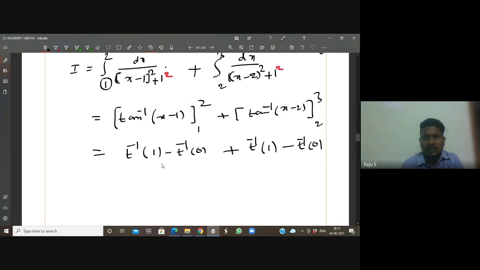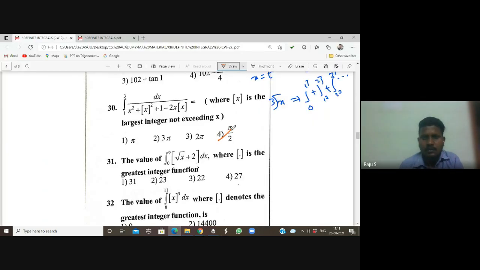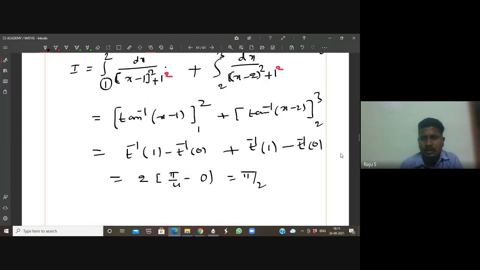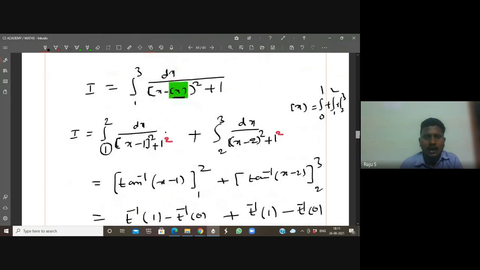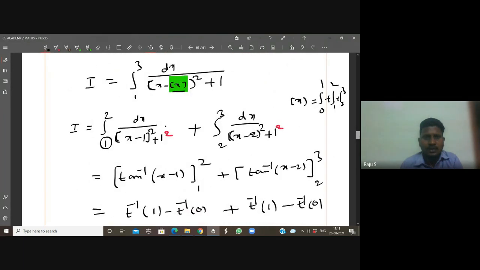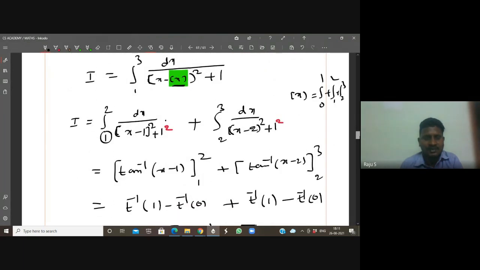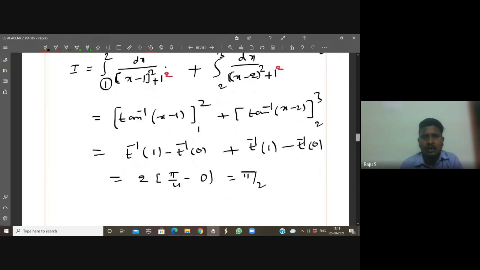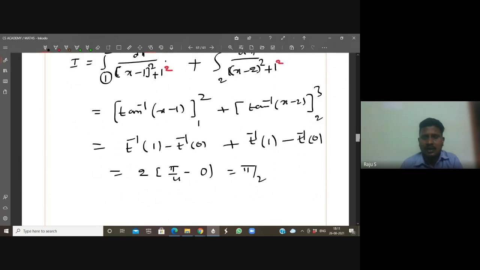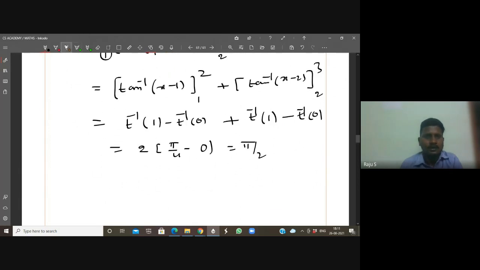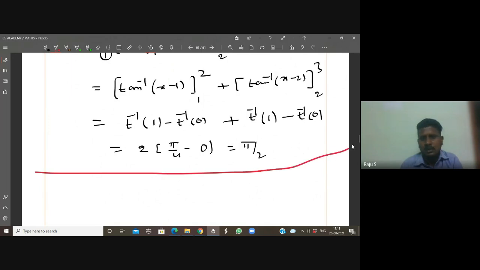So finally 2 tan inverse of 1. Tan inverse of 1 is pi by 4, minus 0. That is nothing but pi by 2, the answer. Yeah, got it? Having any doubts here? What I have done here is written a minus b whole square. Then I split into two integrals because the step function is there: 1 to 2, 2 to 3, then 1 for 1 to 2, and 2 for 2 to 3. Then it is directly the standard form, tan inverse x, like that. Got it? Pi by 2 is the answer.